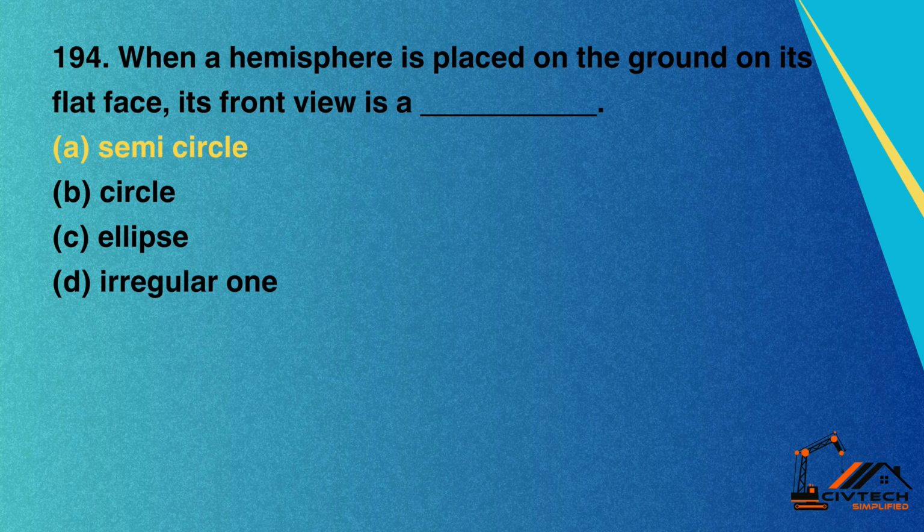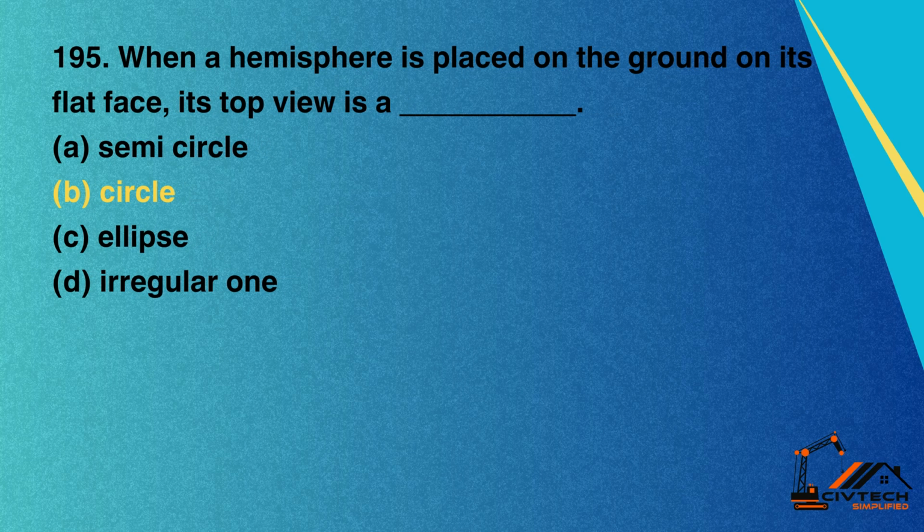194. When a hemisphere is placed on the ground on its flat face, its front view is a? A. Semicircle. B. Circle. C. Ellipse. D. Irregular one. Correct option: A, semicircle. 195. When a hemisphere is placed on the ground on its flat face, its top view is a? A. Semicircle. B. Circle. C. Ellipse. D. Irregular one. Correct option: B.